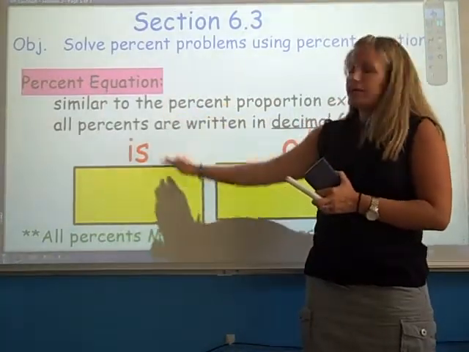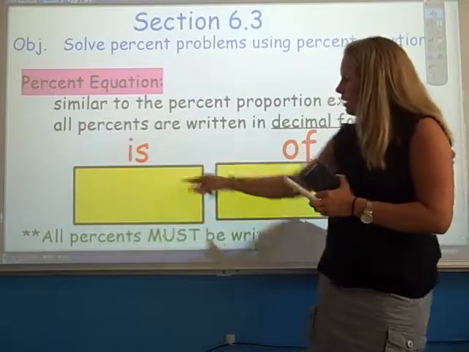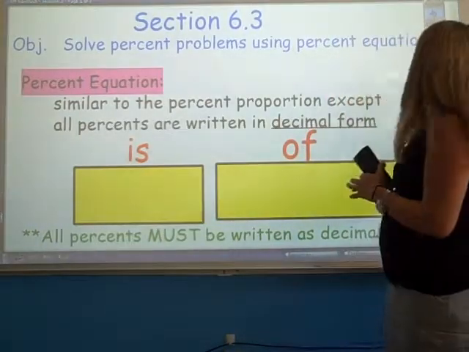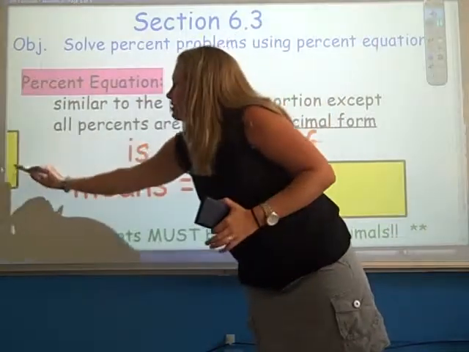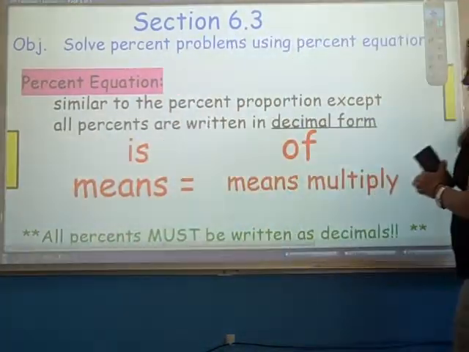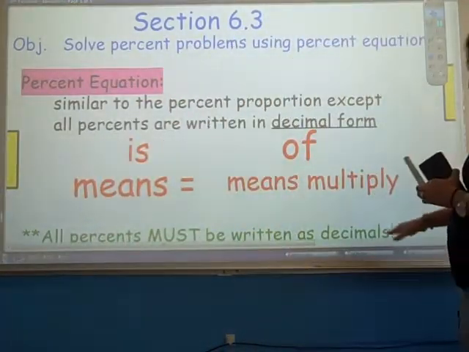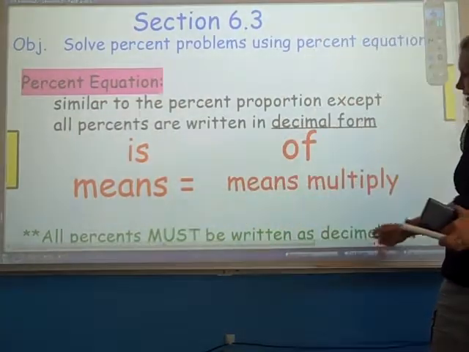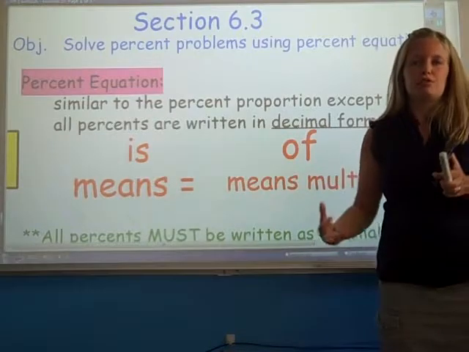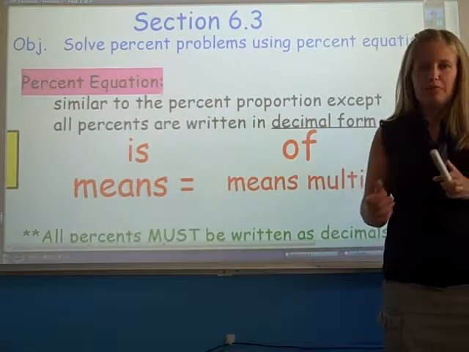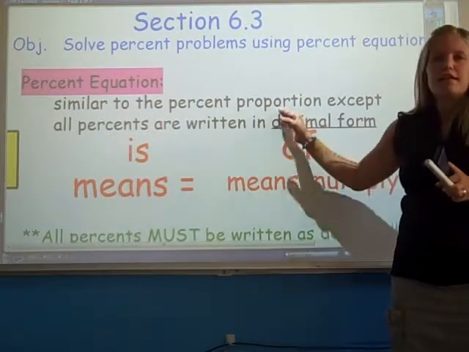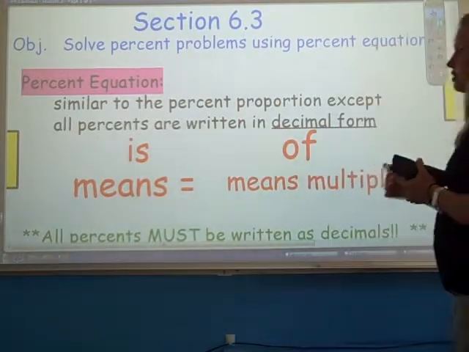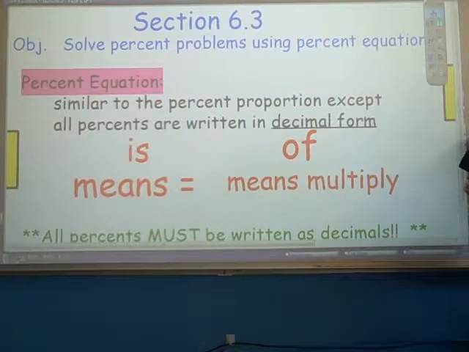In order to do the percent equation, you need to know what the words is and of mean in English to translate them to math. Is means equals and of means multiply. Now, if you notice, I wrote it down here again, all percents must be written as decimals. You have to make sure you do that. If you don't, you will get the whole problem wrong. So this is something that's new that you did not have to do with the proportion because we put it over 100. So you have to make sure to change it.